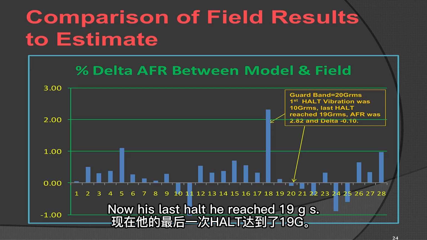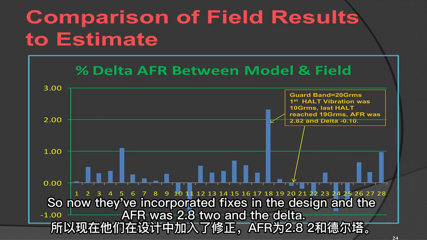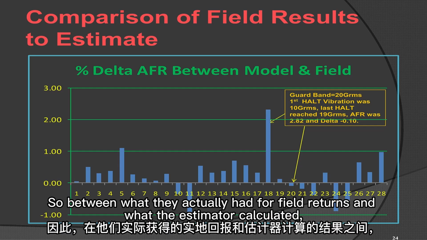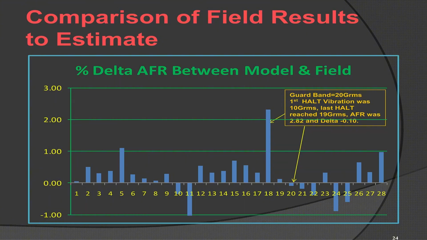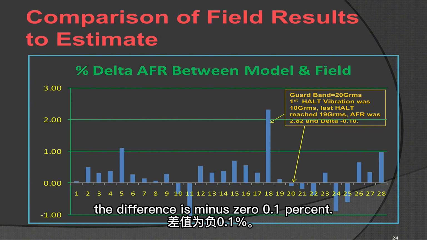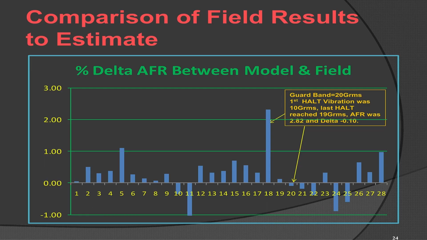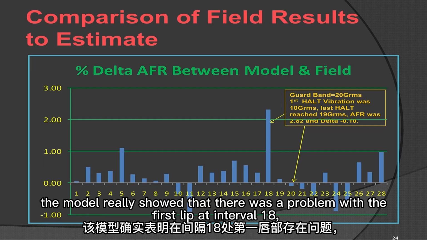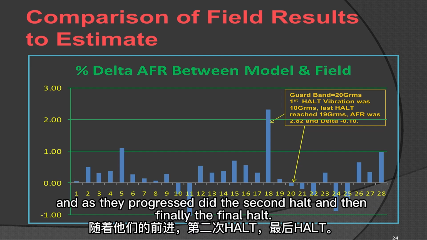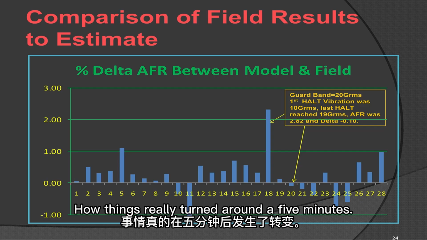Now in his last HALT, he reached 19 Gs, so now they've incorporated fixes in the design, and the AFR was 2.82, and the delta, between what they actually had for field returns and what the estimator calculated, is minus 0.1%. So you can see that the model really showed that there was a problem with the first blip at interval 18, and as they progressed, did the second HALT, and then finally the final HALT, how things really turned around.